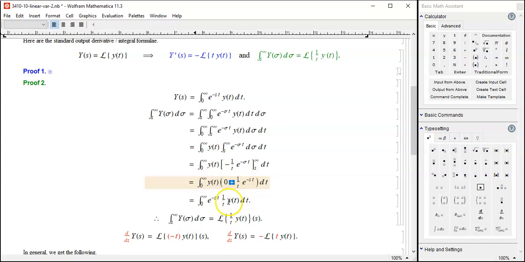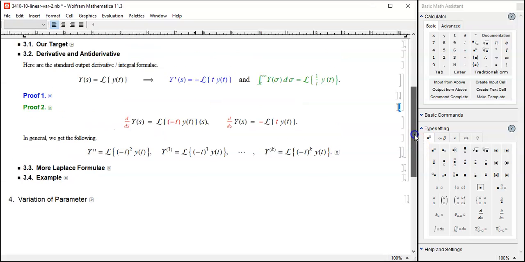In the end, what do we have? We have 1 over t and y of t over here, and the exponential. So compare this final expression with the original. What's the difference? Instead of y, we get 1 over ty. So this is the Laplace transform of 1 over ty. That's a proof of the second problem here.